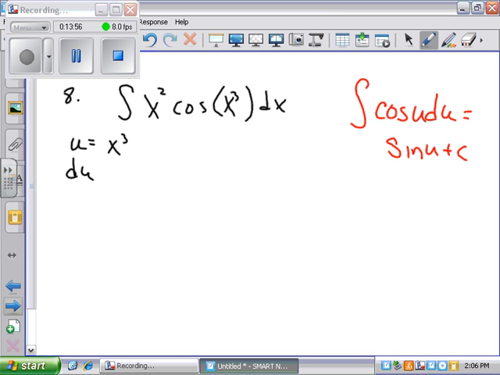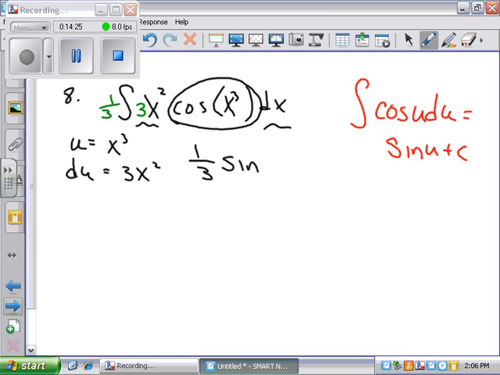Okay. Yeah, it's 3x squared. So you have to put in a 3 and out a third. And so what we have now is the antiderivative of cosine of u du. And so what do we get for our answer? You get 1/3 sine of u, which is 1/3 sine of x cubed plus c.